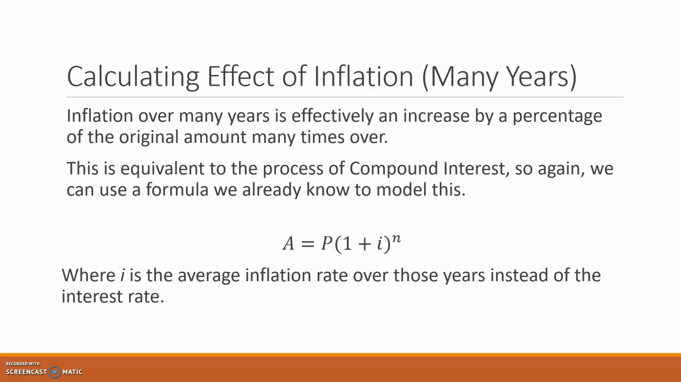So what I've just mentioned though, this would be equivalent to the process of calculating compound interest. So again, we can use a formula we already know to model this. So that's A equals P outside of (1 plus i), all to the power of n. Now, A is the final amount, P is the principal, so the original amount. In this case, lowercase i, it's not the interest rate, it's the average inflation rate. So i is the average inflation rate here. And then the n, which is in the power, is the number of years that we're interested in.